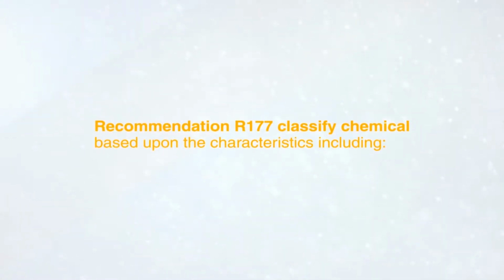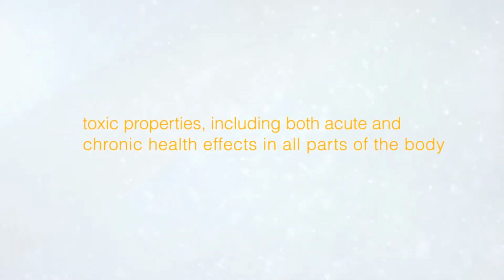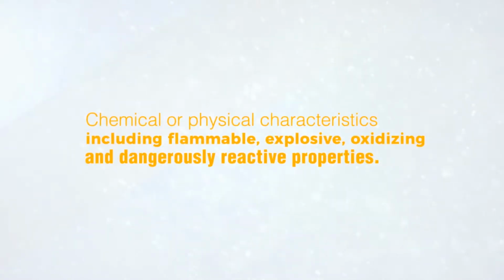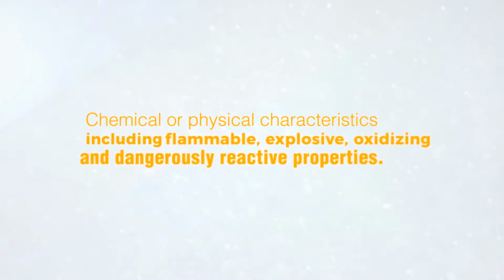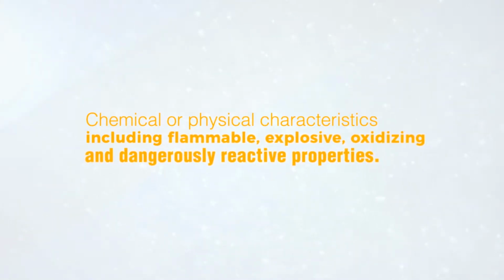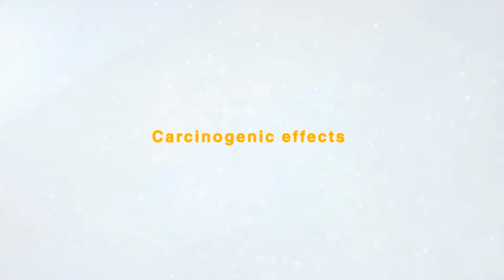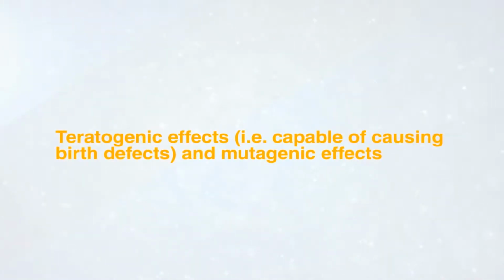Recommendation R177 classifies chemicals based upon characteristics including toxic properties. It may be acute or chronic health effects in all parts of the body. Chemical or physical characteristics including flammability, explosive, oxidizing and dangerously reactive properties. It can be corrosive or irritant properties. There may be sensitizing effects or allergic reactions, carcinogenic effects, teratogenic effects, that is, capable of causing birth defects, and mutagenic effects, and also effects on the reproductive system.